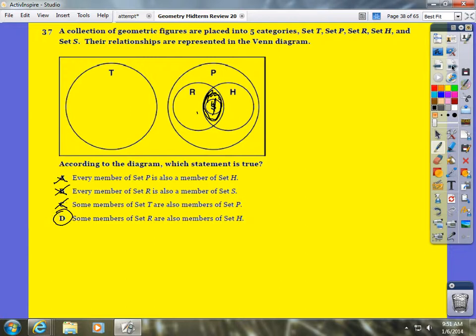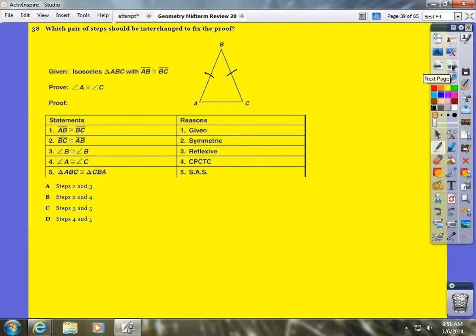Which should be changed? AB equals BC, that's given. Okay, so that's BC equals AB. Okay, all we did was flip these two parts here. That is the symmetric property. Angle B equals angle B, that's reflexive. Angle A equals angle C. That one equals that one.